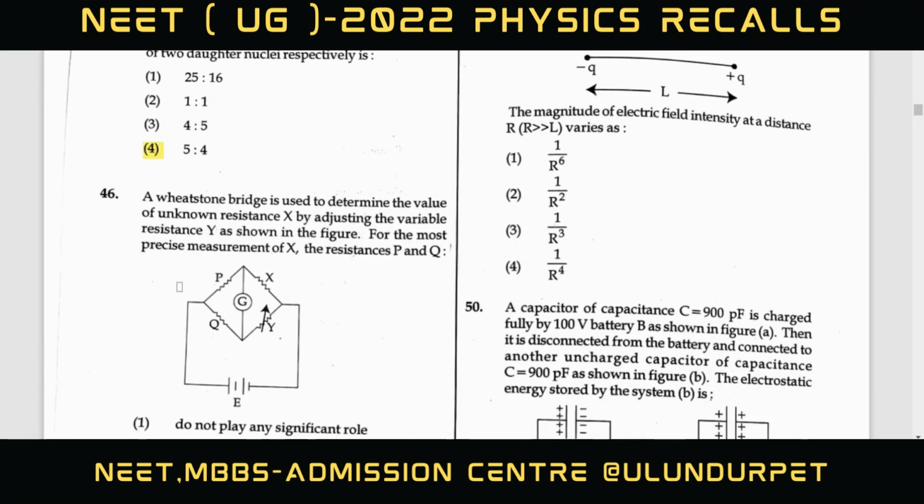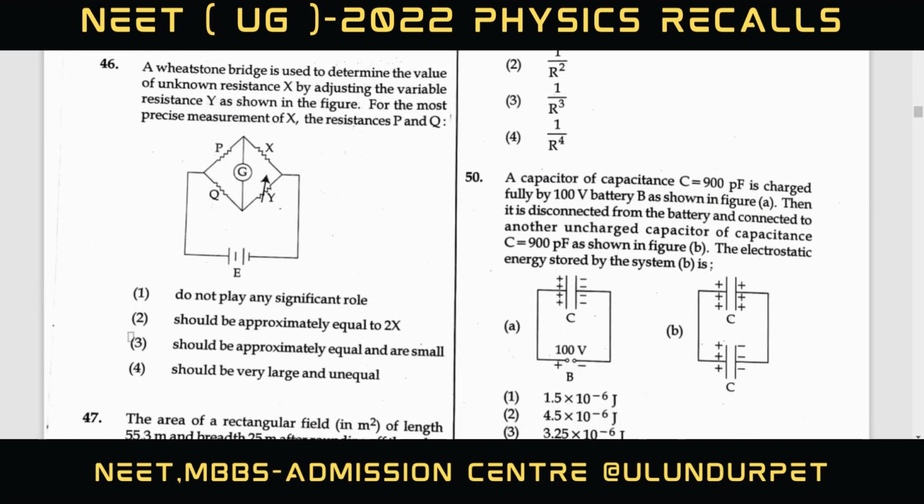46. A Wheatstone bridge is used to determine the value of an unknown resistance X by adjusting the variable resistance Y as shown in the figure. For the most precise measurement of X, the resistances P and Q should be? The answer is option 3.